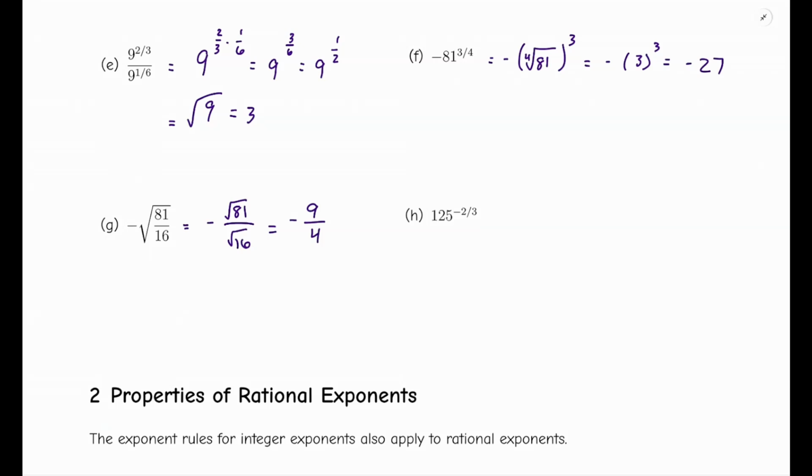125 to the negative 2/3 power. Well, this is equal to the cube root of 125 to the negative 2 power, which is 5 to the negative 2 power. Then using our negative exponent rules, that's 1 over 5 to the positive 2 power, which is then 1 over 25.